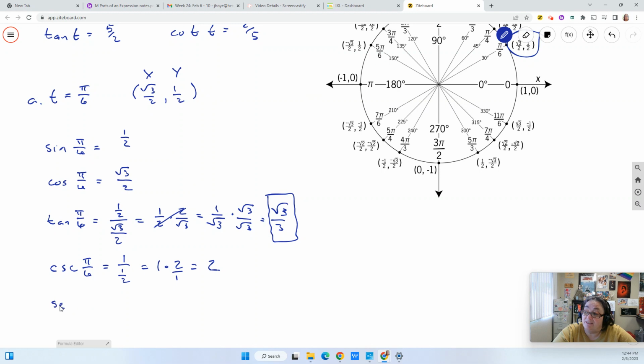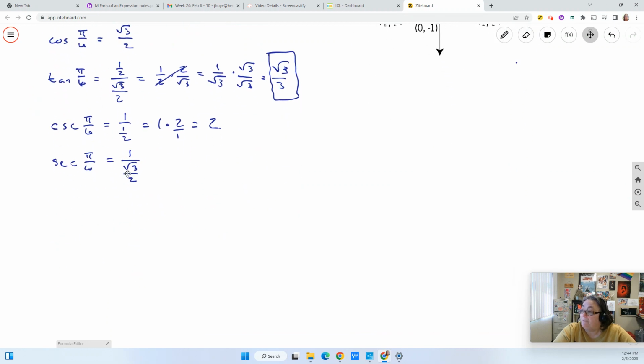Next, we would have secant of pi over 6, right? Which we know is 1 over radical 3 over 2. And again, we have to rationalize that denominator now. And so we're going to go 1 times 2 over rad 3, and that gives us 2 over radical 3, but we can't leave it there, so we have to go radical 3 over radical 3, and we get 2 radical 3 over 3.